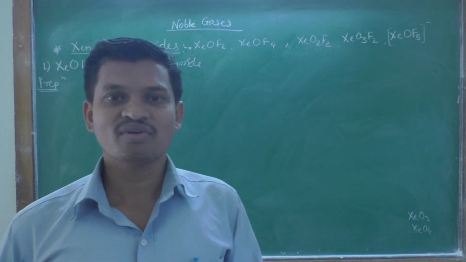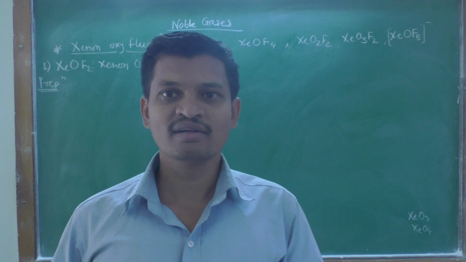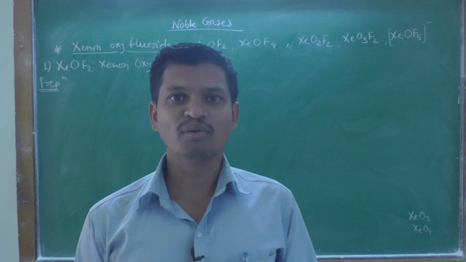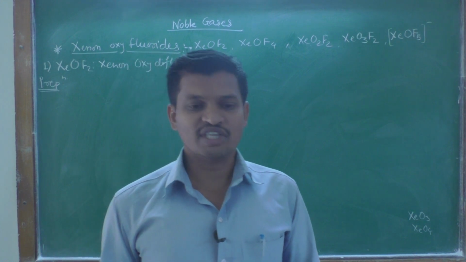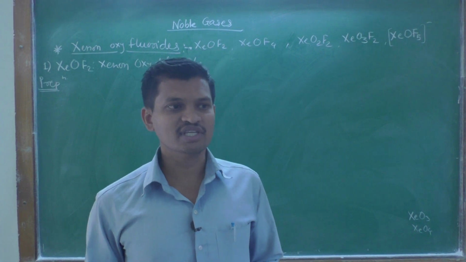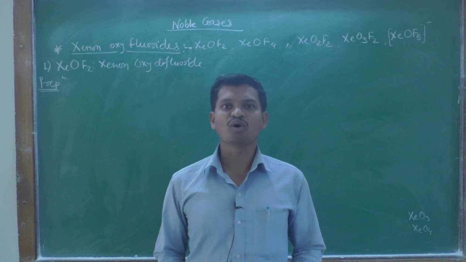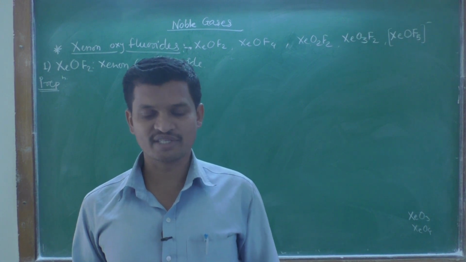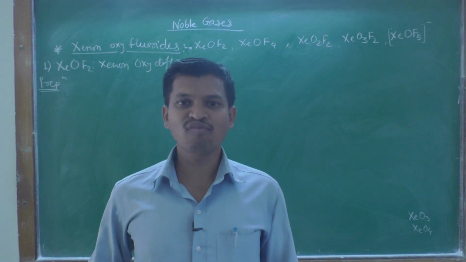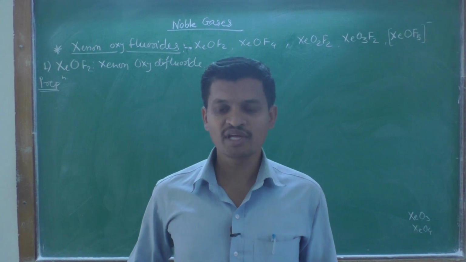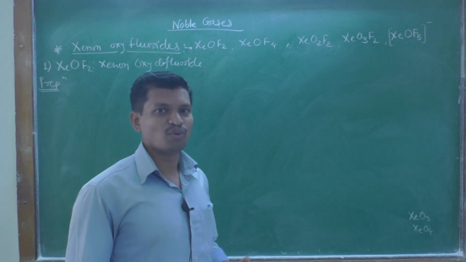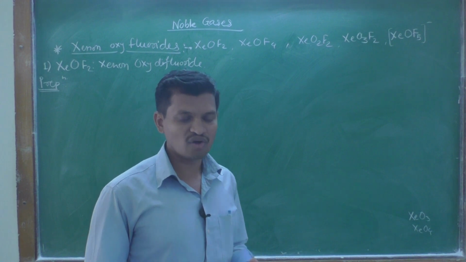Dear students, here we are discussing the chemistry of noble gases, and in that we have learned about the compounds of xenon. Xenon mainly forms three types of compounds: xenon fluorides, xenon oxides and xenon oxyfluorides. Means when xenon combines with oxygen and fluorine in different proportions, it forms xenon oxides, fluorides and oxyfluorides. In the last video we discussed the xenon fluorides.